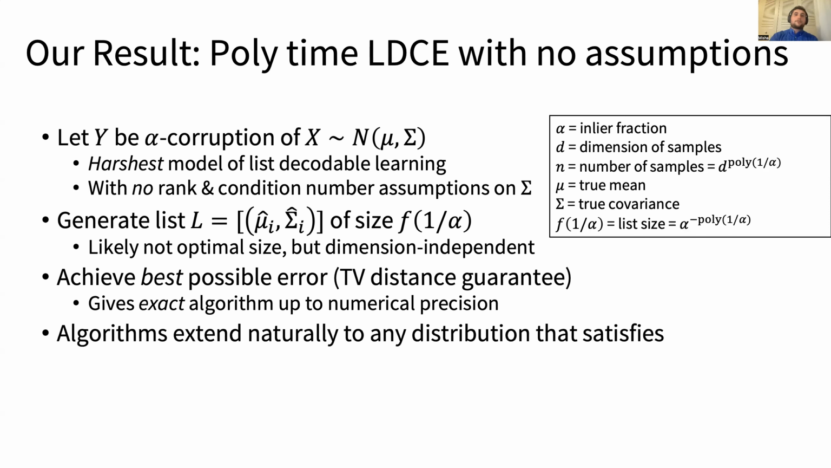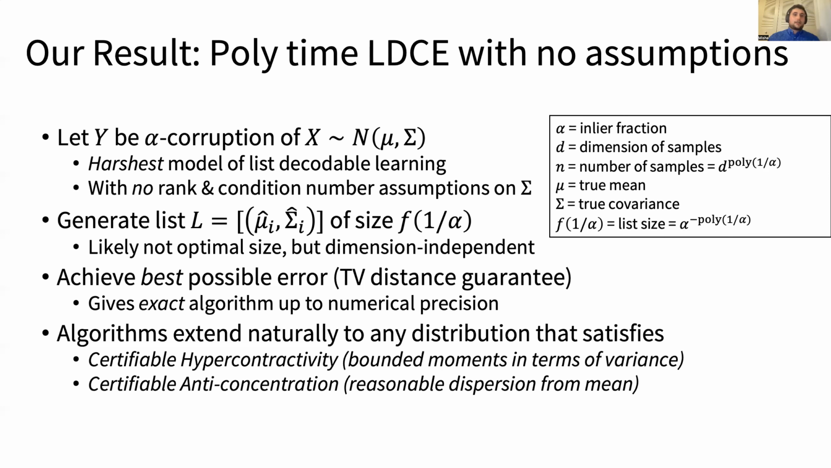In addition, our algorithms don't just hold for normal random variables. In fact, they extend naturally to distributions which satisfy some polynomial properties that we can assume Gaussians have, but it's not just properties that only hold for Gaussians. In particular, the notions that we look for are certifiable hypercontractivity, which in a nutshell says that we have bounded moments in terms of variance, and we have a polynomial description of this, and certifiable anti-concentration, which basically gives reasonable dispersion from the mean.